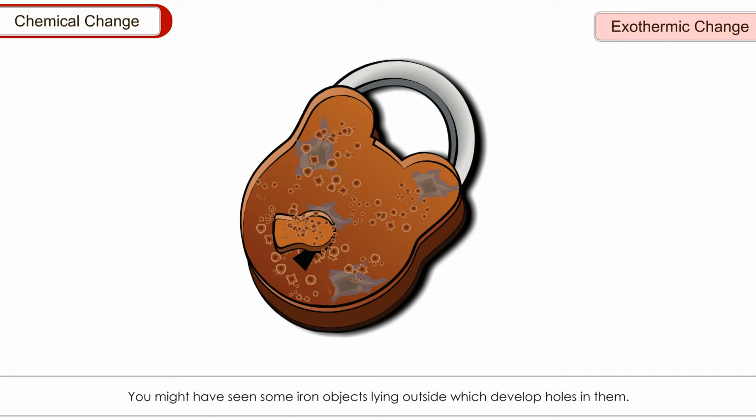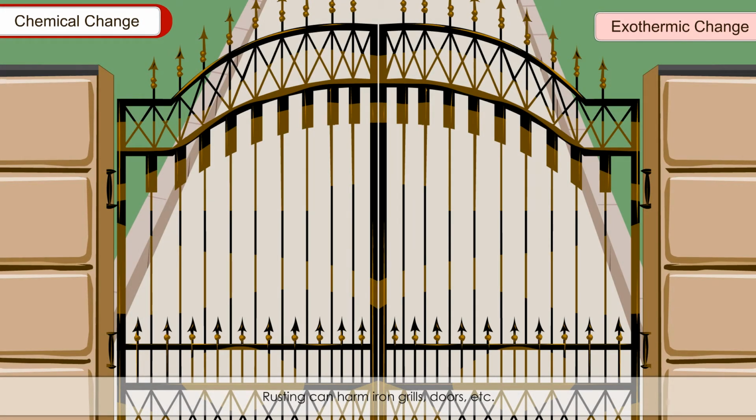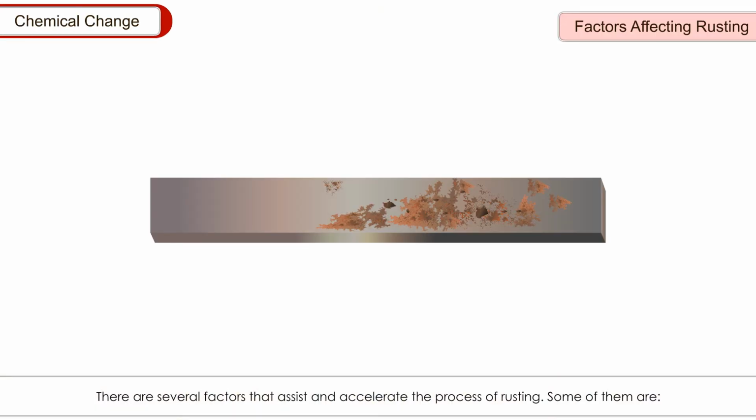You might have seen some iron objects lying outside which develop holes in them. Iron plus oxygen plus water gives iron oxide plus iron hydroxide. Rusting can harm iron grills, doors, etc. They should be protected because they are costly and cannot be replaced easily.